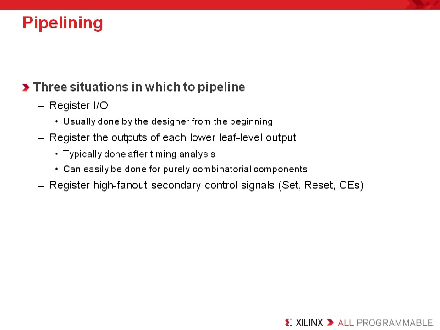Well, there are 3 primary situations in which customers pipeline the design. Most customers register all the signals going into and out of the FPGA. This is simply the fastest way to clock data into or out of the device, and of course is done within the IOB register resources. Another important practice to improve the speed of the design is to register the outputs of each lower leaf level output signal. This assures that any long net delay between the components can be tolerated. To do this requires that designers make sure each of their combinatorial components is modified so that it becomes sequential, in essence, infer a register on the output.